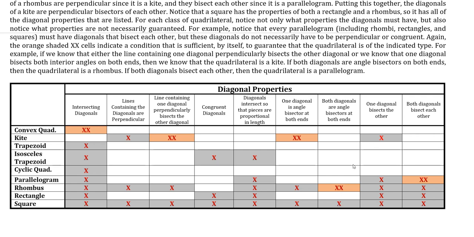If one diagonal bisects the other, that's true for a kite and a parallelogram, and these special kinds of parallelograms down here. But if both diagonals bisect each other, that is enough to make it into a parallelogram, and these special kinds of parallelograms have that property.